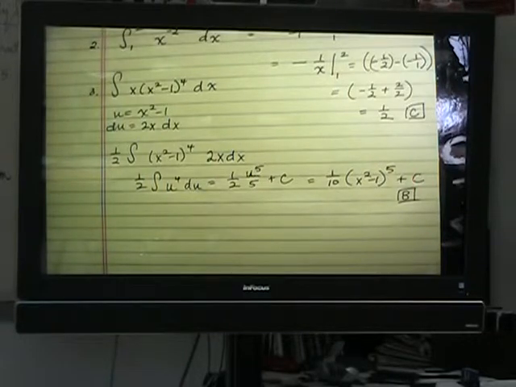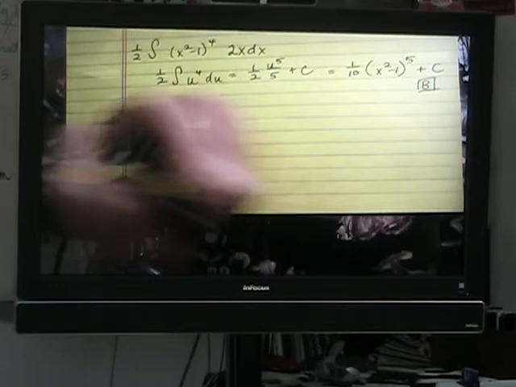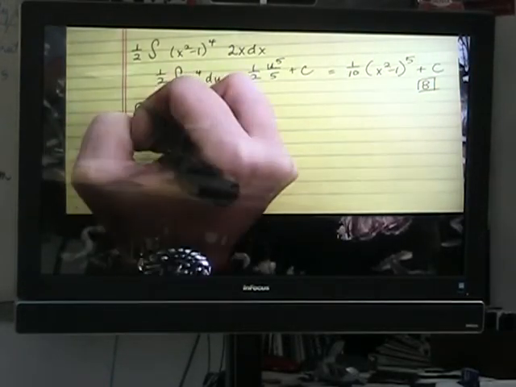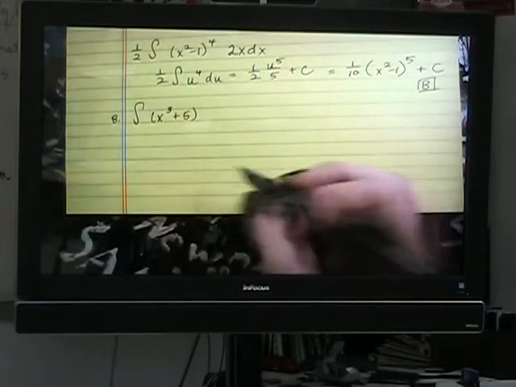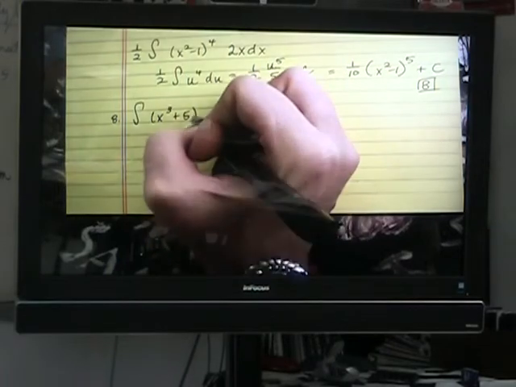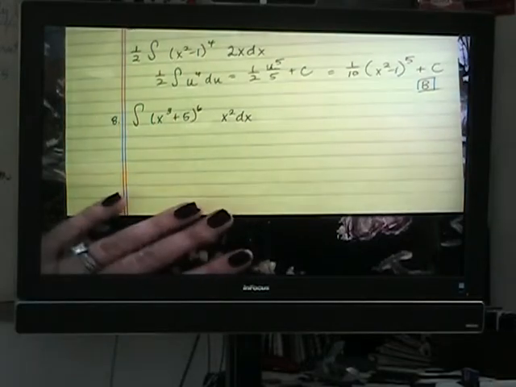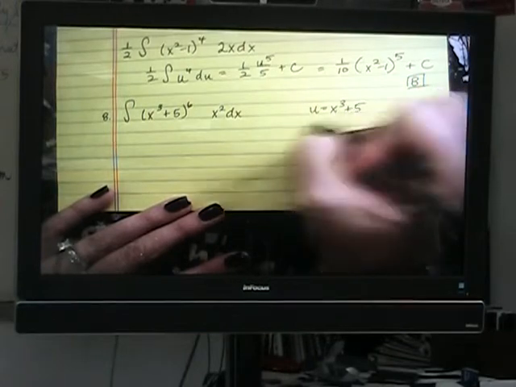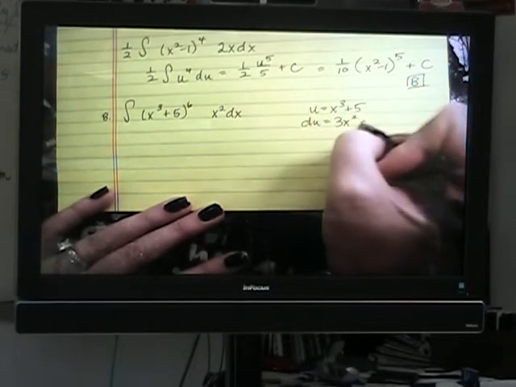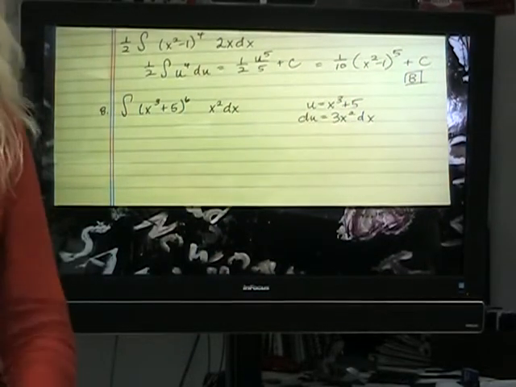Okay, so the next one that we missed was 8. 8 was another U substitution. So let's look at number 8 together. It's an indefinite integral. I'm going to go ahead and set mine up as x cubed plus 5 to the 6th power and then move my x squared down with my dx. I'm just thinking a step ahead because I know that my u is going to be x cubed plus 5, making my du 3x squared dx, which means that I'm missing a 3 in front of the x squared.